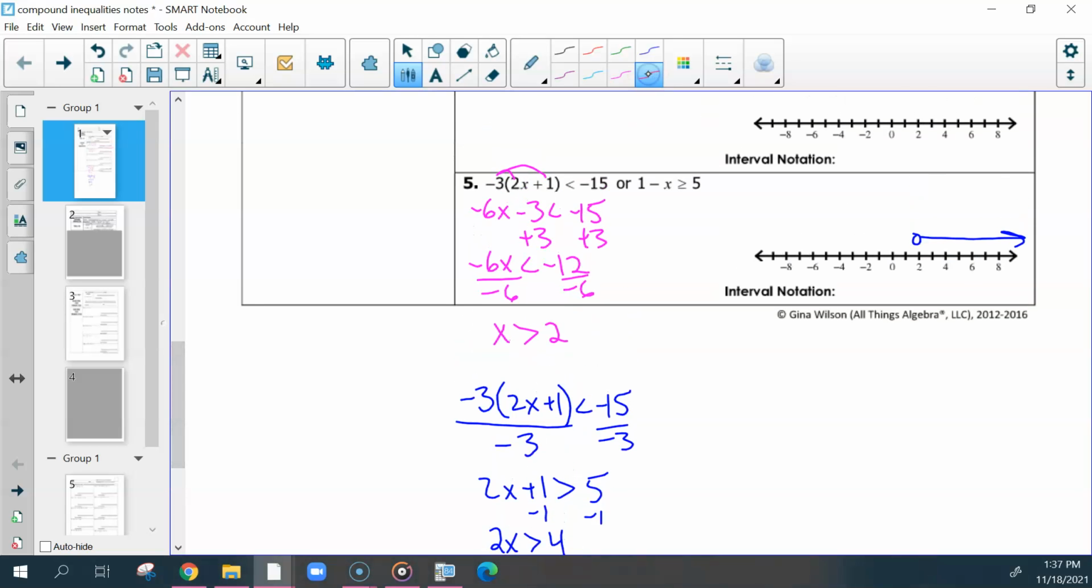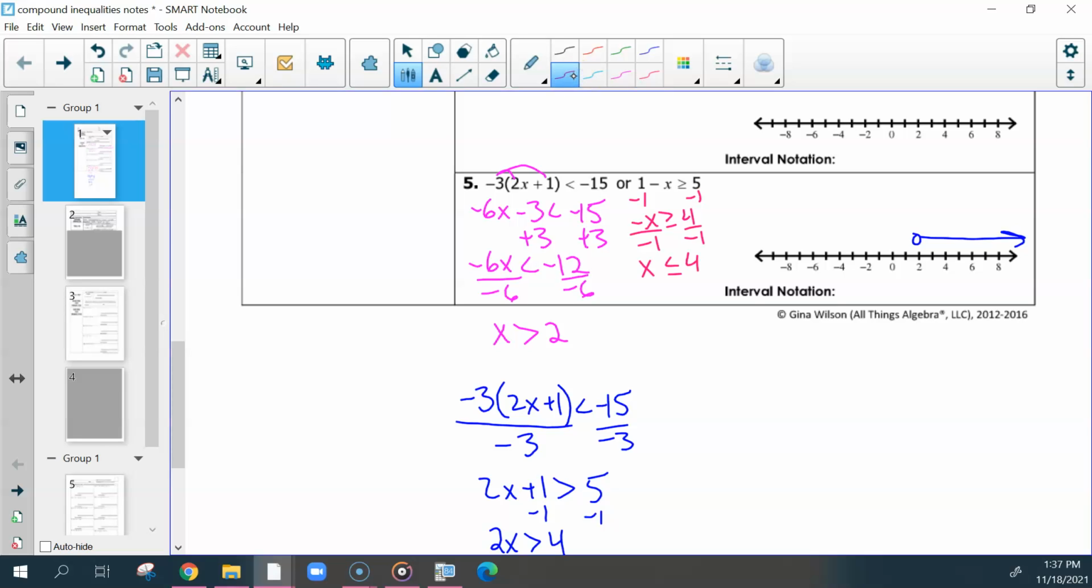And then I could solve for my other inequality. And here you could also do this one of two ways, so I'm going to show you both. The way you were probably thinking is to subtract 1 from both sides, and then divide both sides by a negative 1, which would change the direction of the sign.